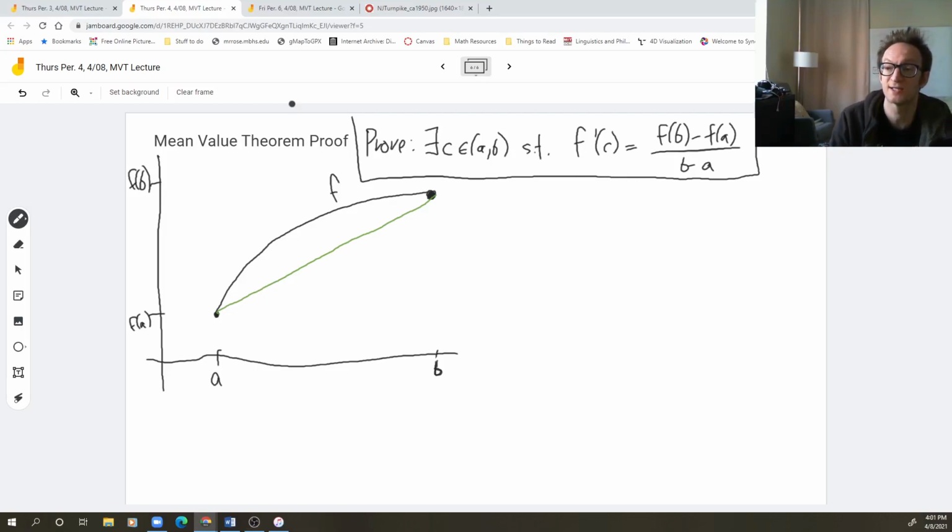Okay, so what is this green line? This green line is the secant line. It's the linear function which connects the point (a, f(a)) to (b, f(b)). And what does it represent in the context of this problem? It represents someone who ran the marathon at a constant rate.